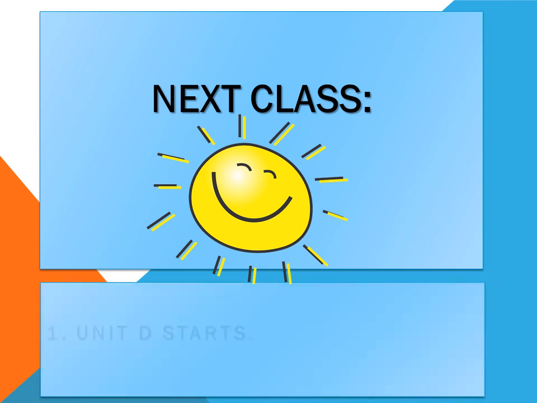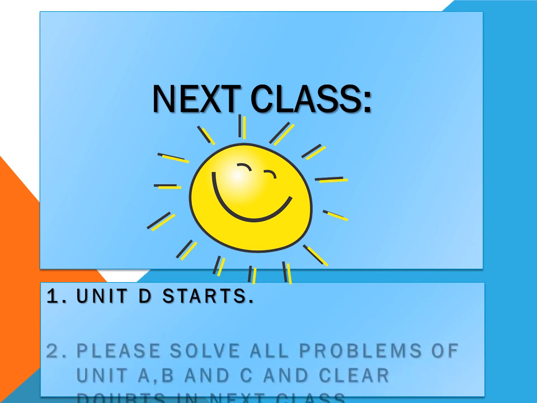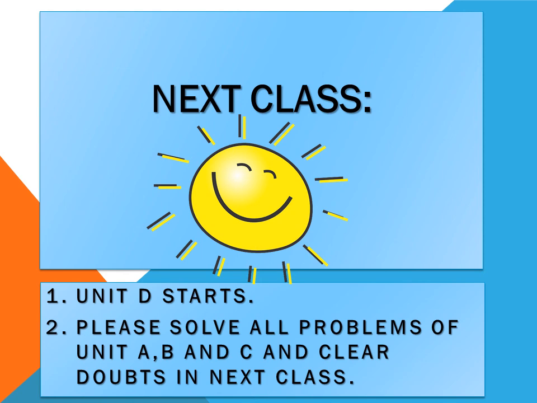So in the next class, Unit D will start. Till now, Unit C is complete. In our next video, we are going to start Unit D. Please solve all the problems of Unit A, B and C and clear doubts in the next class itself. Because more than half of the tier 2 book is already complete with this video. Out of the 5 units, 3 units are complete today. So please solve all the problems of these 3 units and clear the doubts you have in the next class.